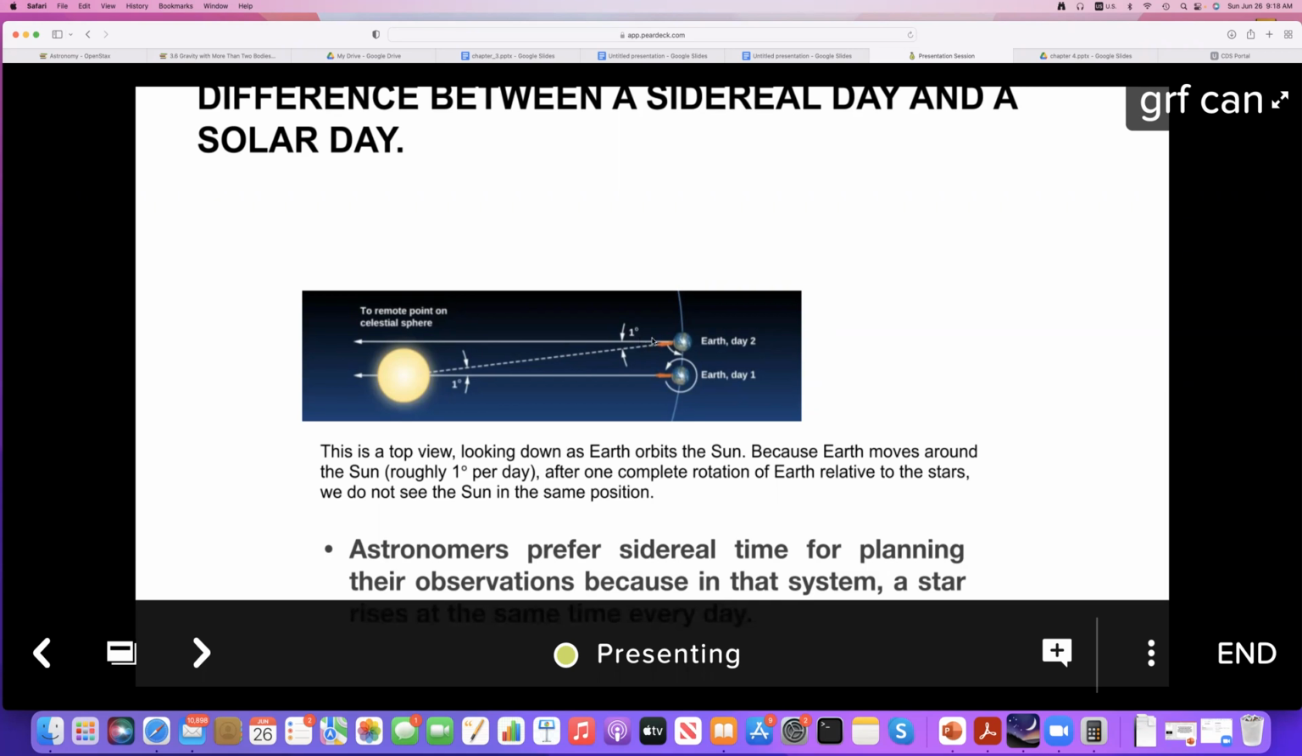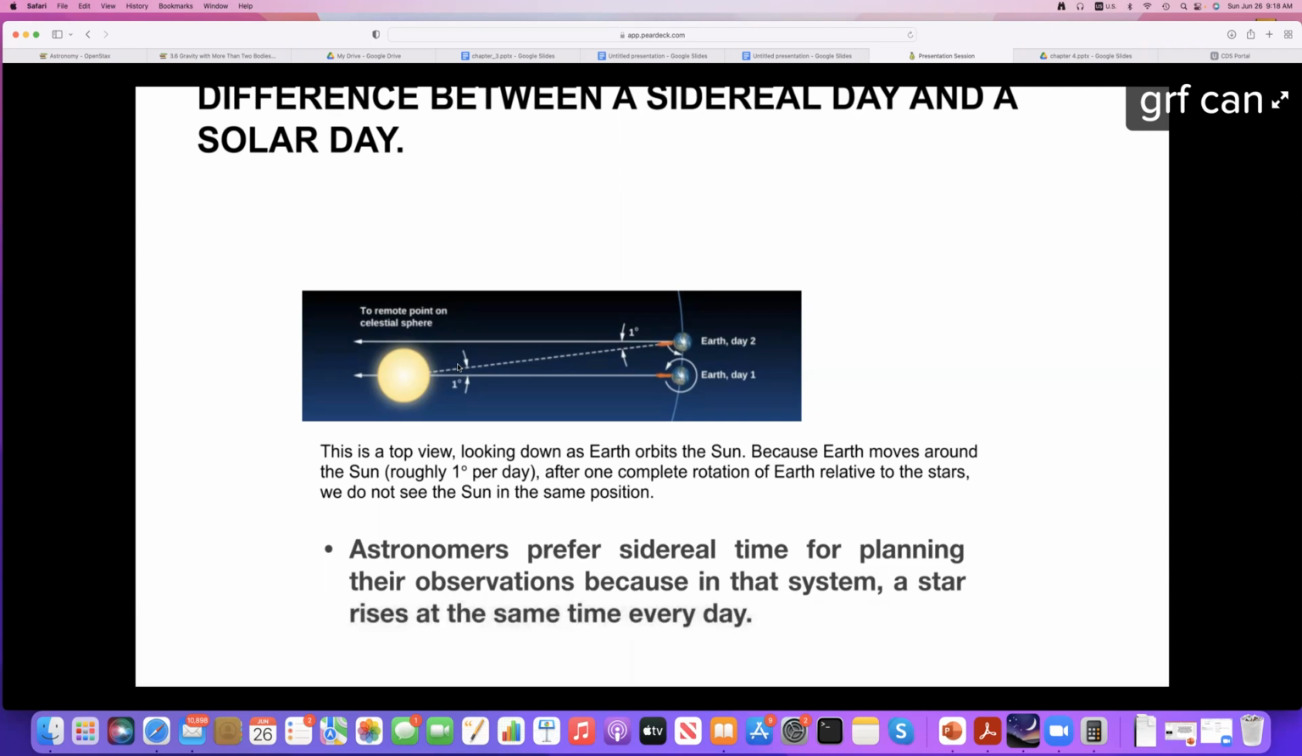However, since the Earth has moved from here to here as well, you have to rotate the Earth by an extra 1 degree in order to face the same location towards the sun, right? That completes that particular circle. So that is due to the fact that you have to rotate this extra little bit because of the movement of the Earth on its orbit, right?